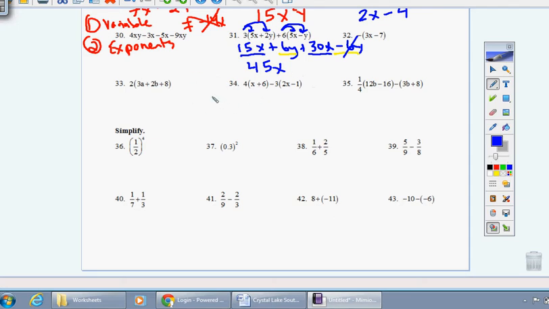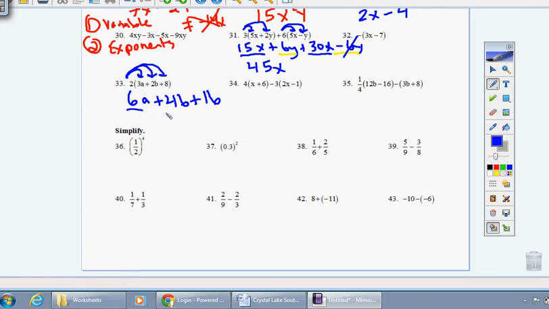Alright, let's go down to number 33. Distribute that 2. Multiply the 2 by everything in the parentheses, so that's going to give me 2 times 3a is 6a. 2 times 2b is 4b, and 2 times 8 is 16. So I have 6a plus 4b plus 16.